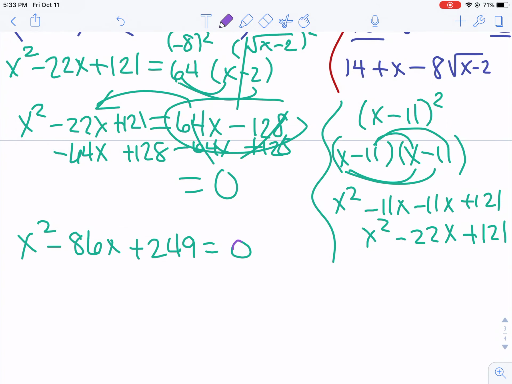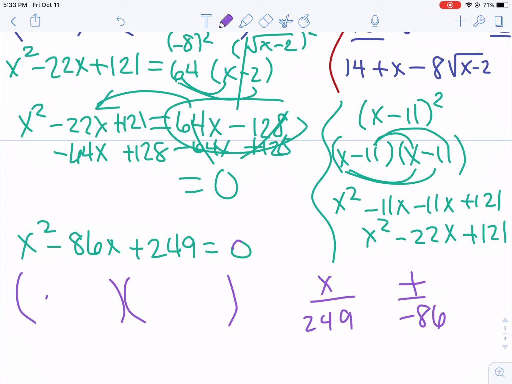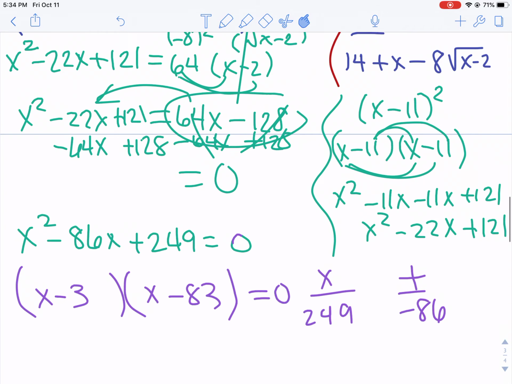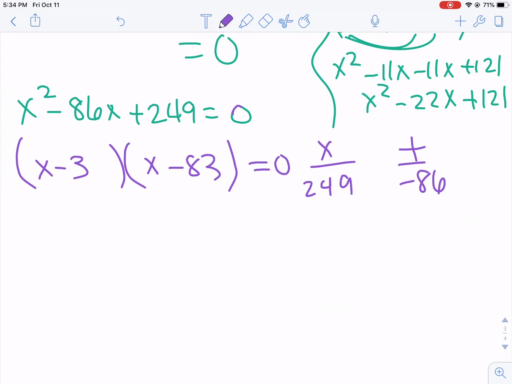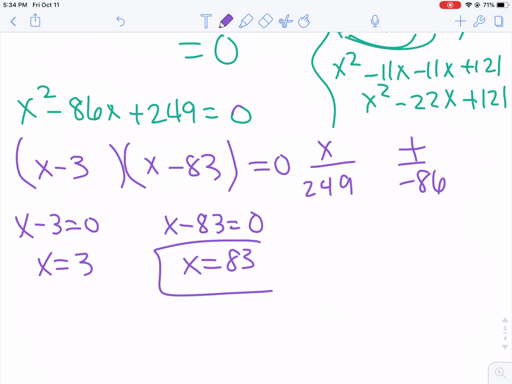So now I want to factor. So I want two things that multiply to 249, but add to negative 86. And you're just going to have to go through your pairs until you find it. And I already know what the pair is, so I'm going to write them down. So it's minus 3 and minus 83. So at this point, we're probably getting better at this, but once you have two things multiplied that equal 0, you can set the two factors equal to 0 and solve. So x equals 3, x equals 83, and we are finally done.